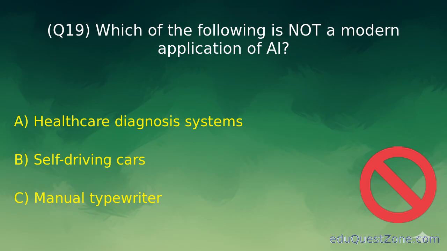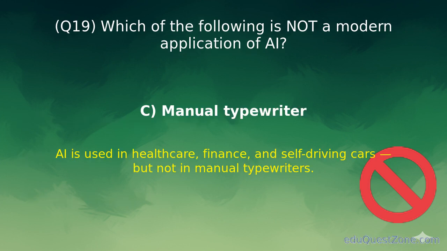Question 19. Which of the following is not a modern application of artificial intelligence? Option C. Manual typewriter. Manual typewriters are not artificial intelligence applications.